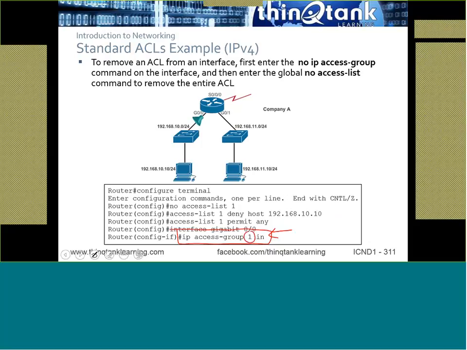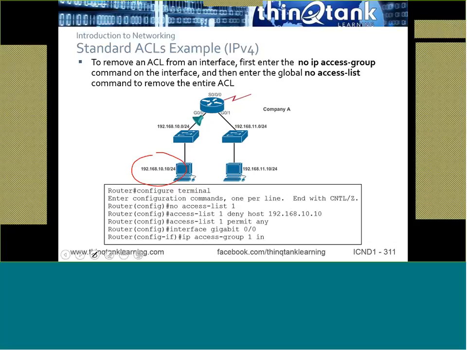What does the 1 represent? The access list number. What does the in represent? The direction. So I went into my router and I said under gig 0/0, apply access list 1 inbound on this interface. What is the effect of this access list? Host 10.10 can't leave the subnet.